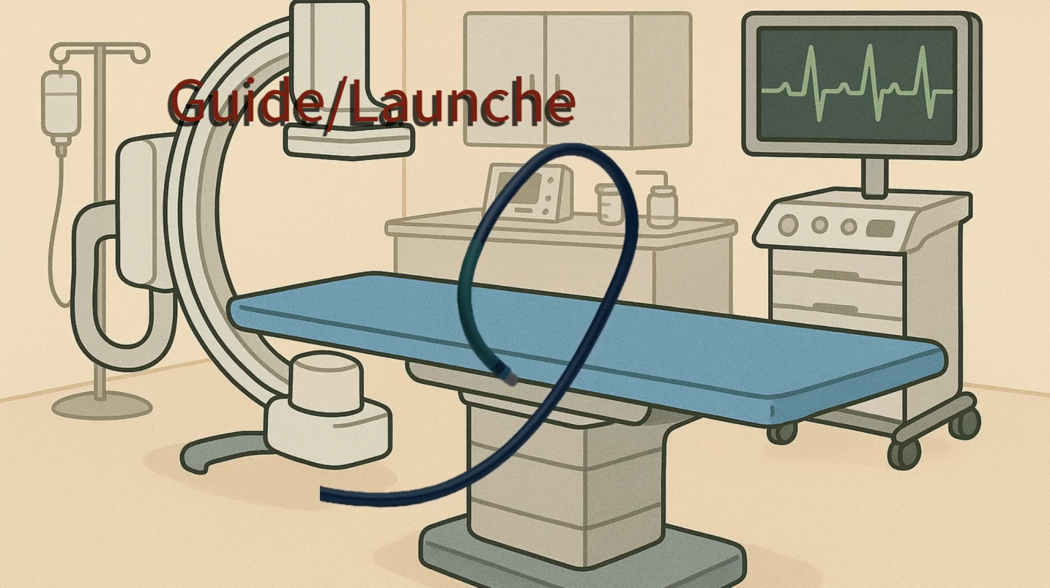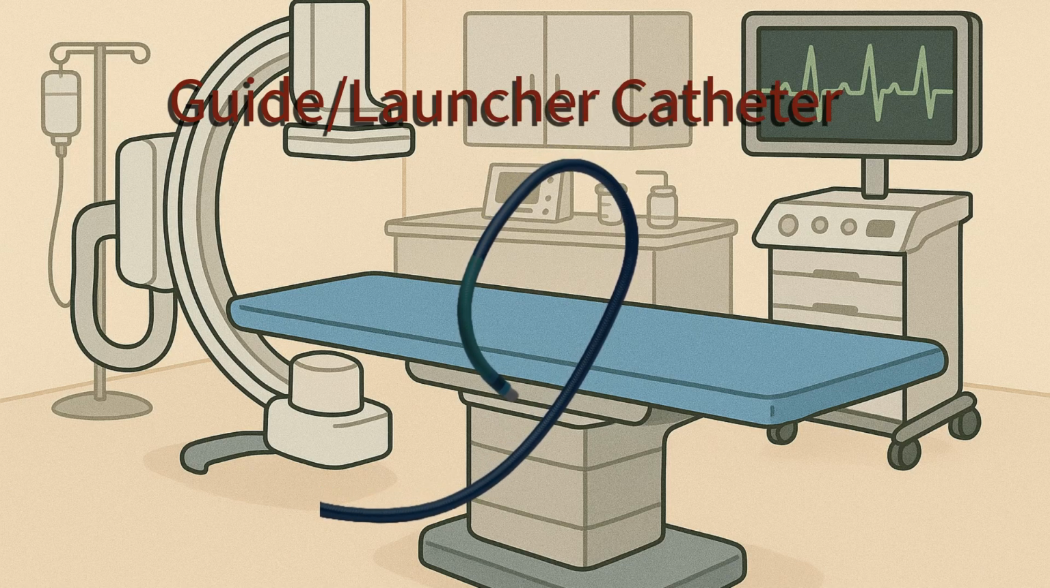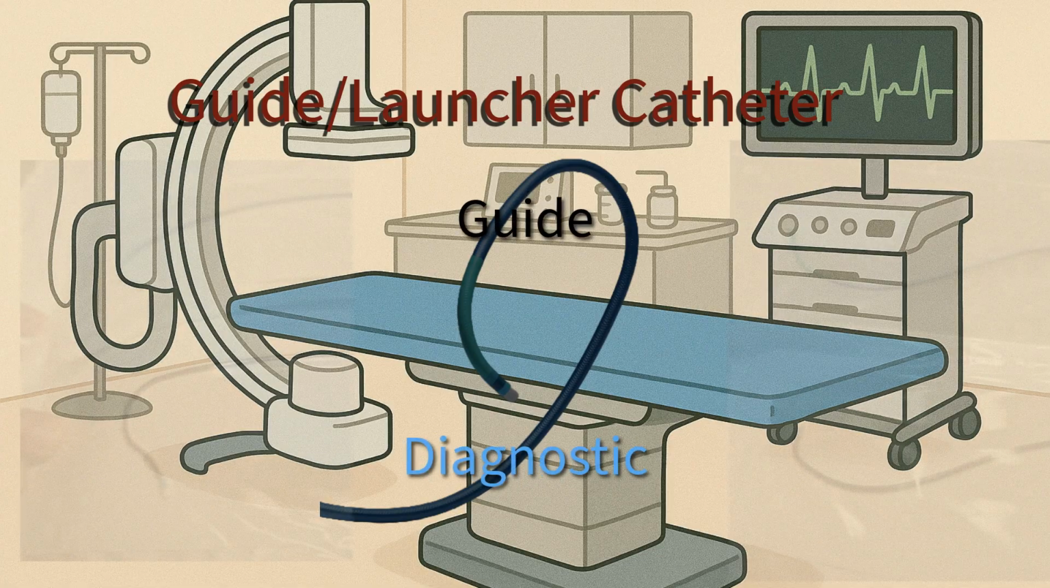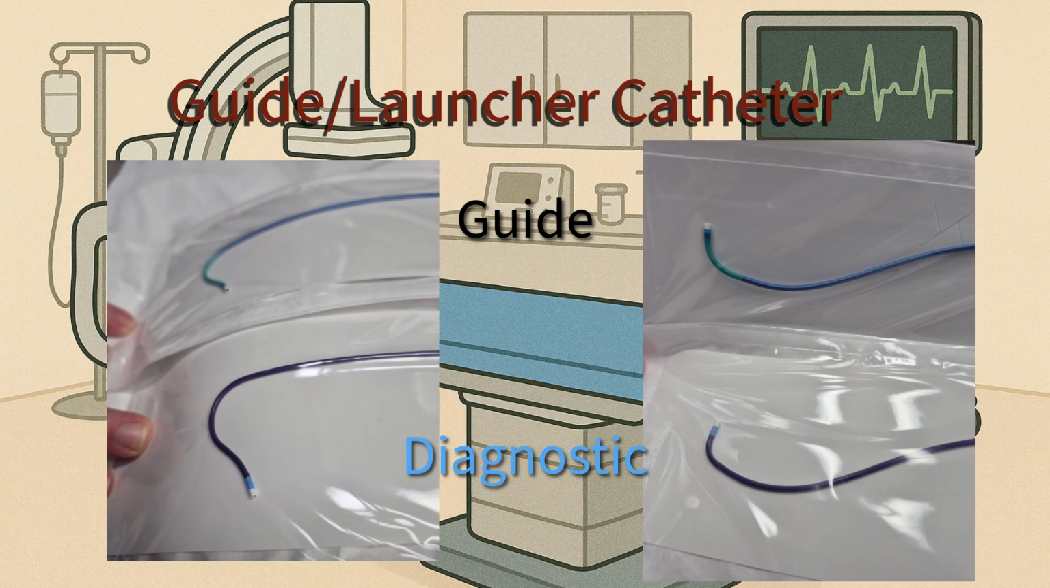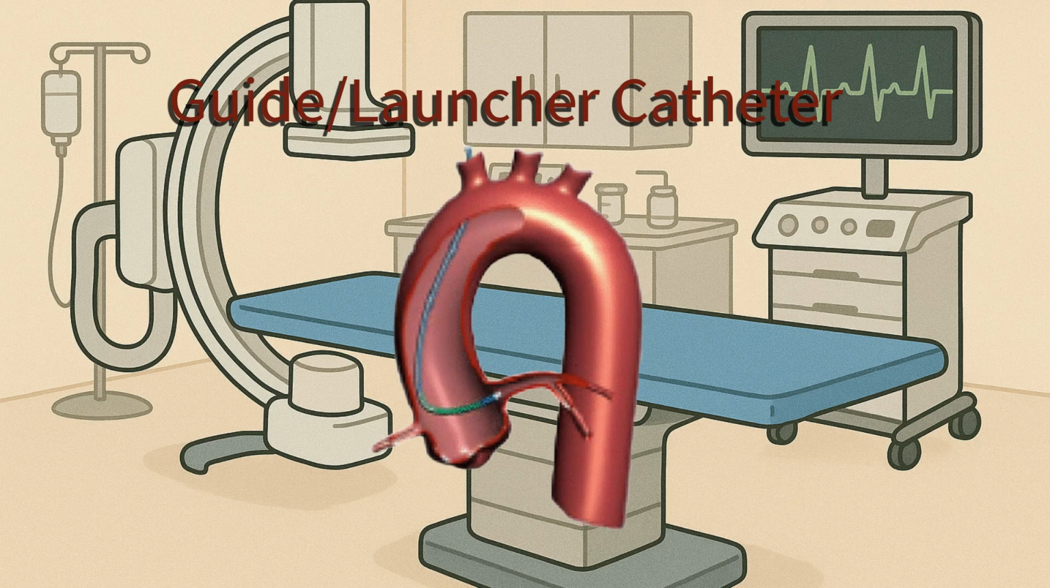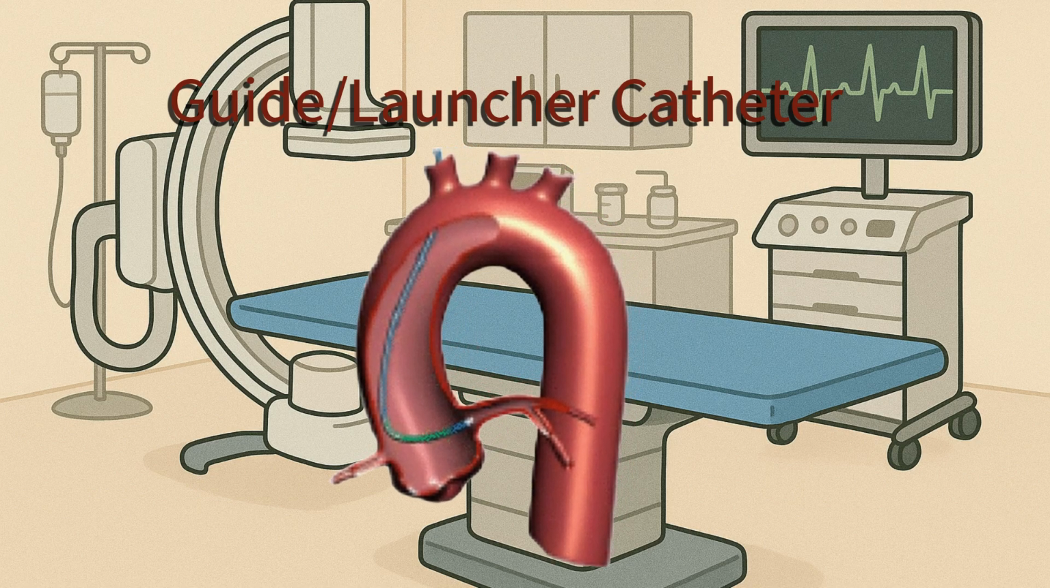The launcher, or the guide catheter, they go by their name, your guide is going to be way more sturdy. It's going to have like a braided interior. Feel a diagnostic and a launcher next to each other. You can tell the difference just by looking and feeling. The launcher is much more sturdy so that it can provide support on the back of the aorta.